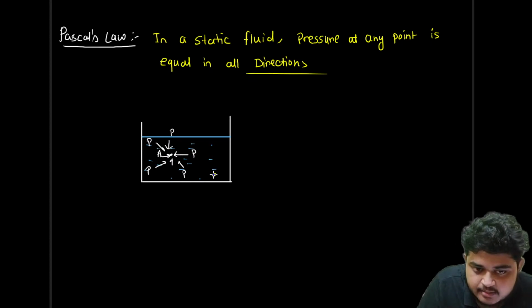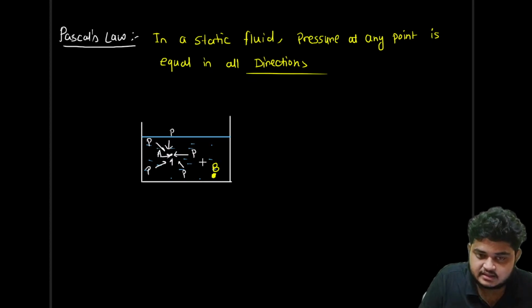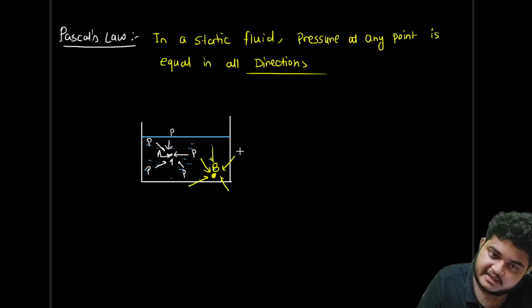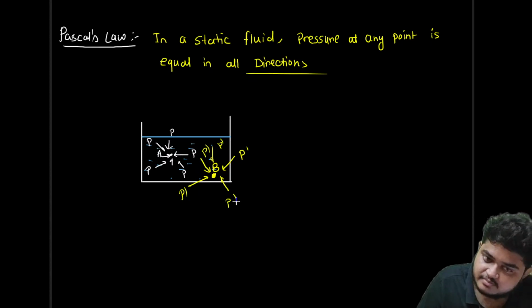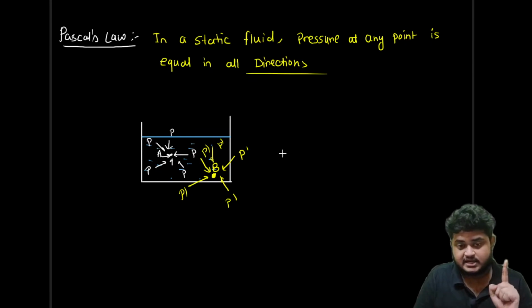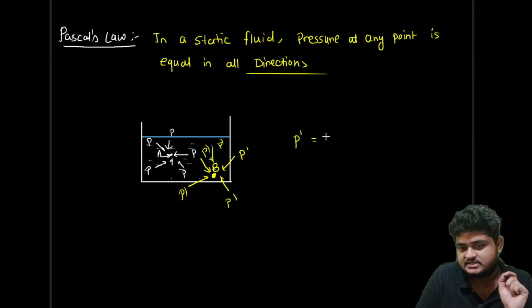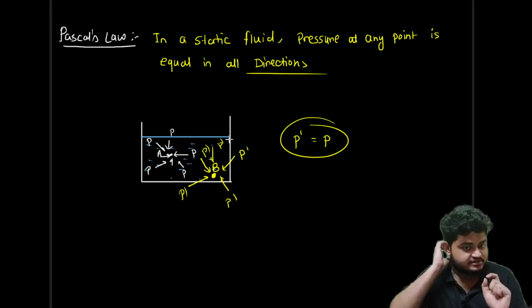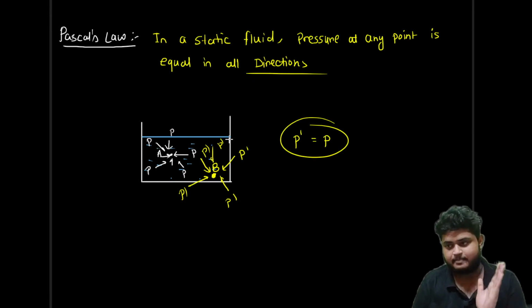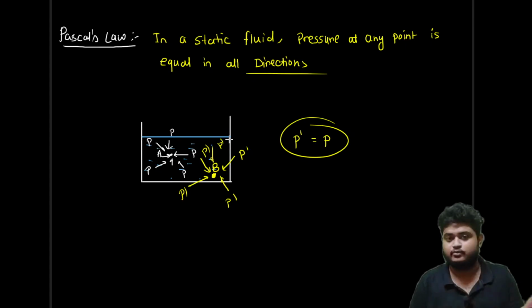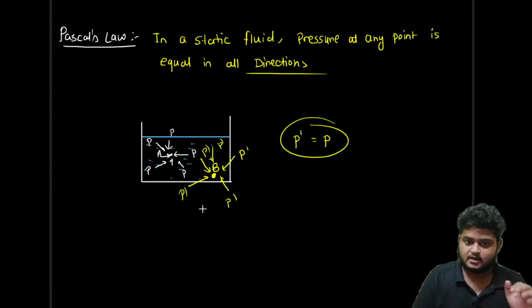But if I assume another point over this, this is the second point. Let us name this point B. And the pressure exerted here will also be same in all directions, but let us name this P dash, P dash, P dash, P dash, P dash. Pascal has never said that P dash is equal to P. He has never said that the pressure at all points in all directions is the same. No, he has not said that.